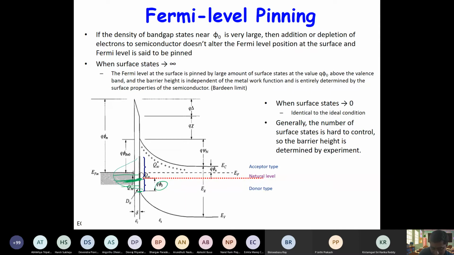So if it is filled up to the neutral level Q phi naught, this is neutral, and if it is filled more, then it will have negative charge, and if it is filled less, that means some states are empty, so it will be positive charge. So that means now instead of the Fermi level, these states will interact with the metal. So the charge will be exchanged with these surface states. And when the surface state concentration goes to infinity, the Fermi level will be exactly attached at Q phi naught.